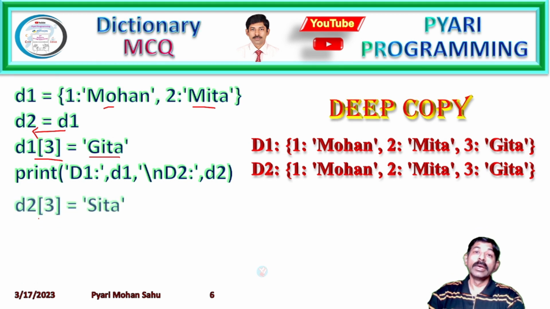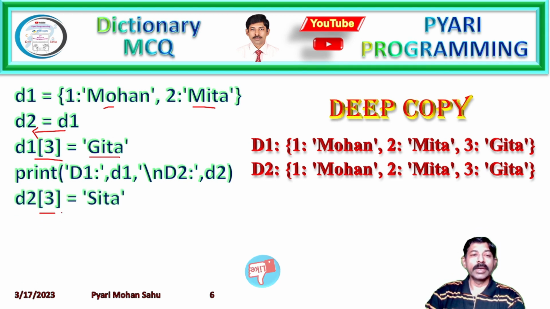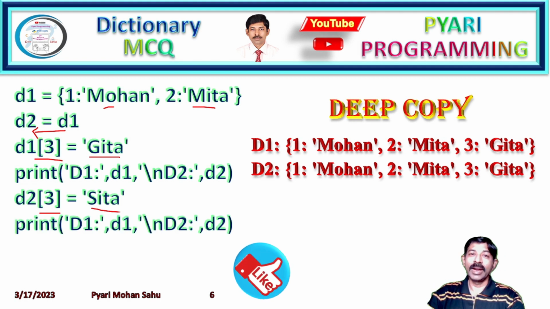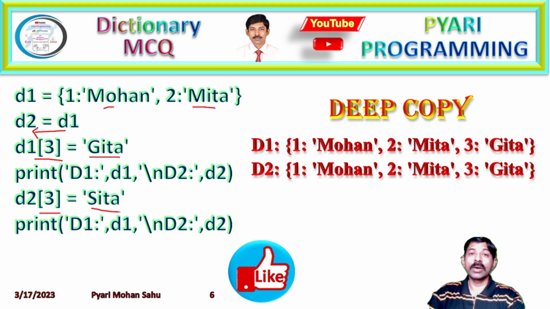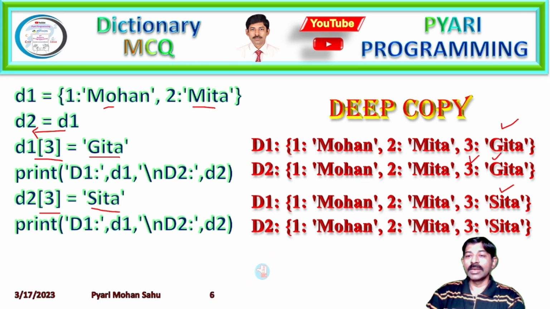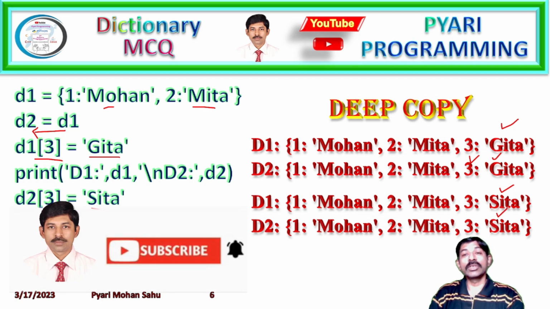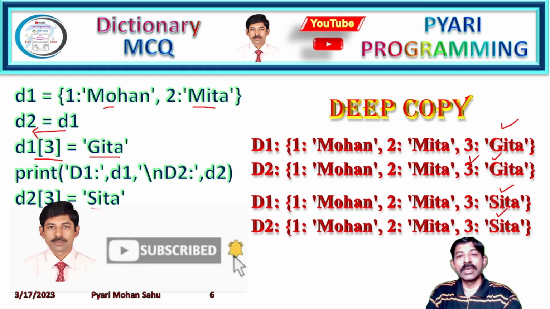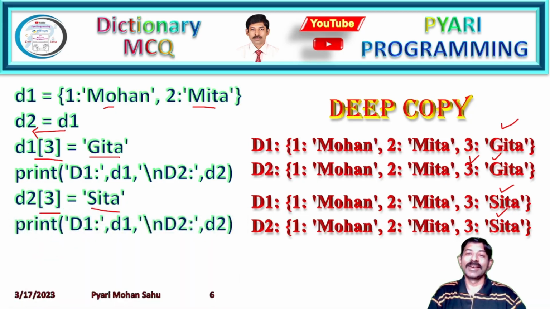Now let's update D2, assigning a key 3 and its value Sita in D2. Now let's see when I display it, what will be my output? Yes, now look over here. Earlier, in dictionary D1, key 3 was Gita. Now it is Sita. In the same way, before updating D2, my D2 key 3 was Gita. Now it is Sita. That means whatever changes I make in one dictionary will reflect in the other dictionary.